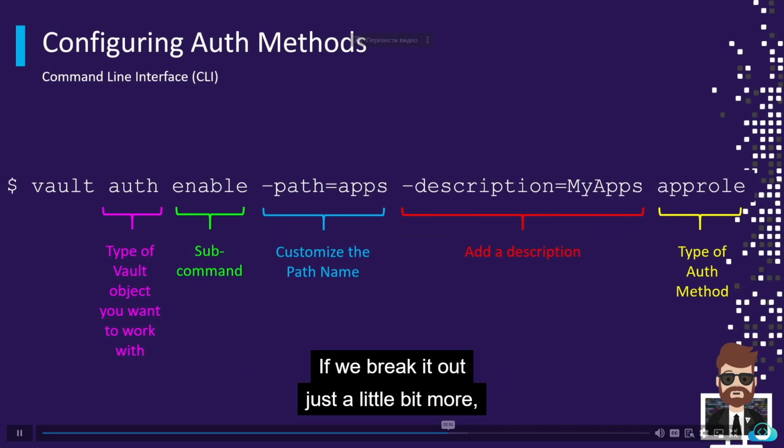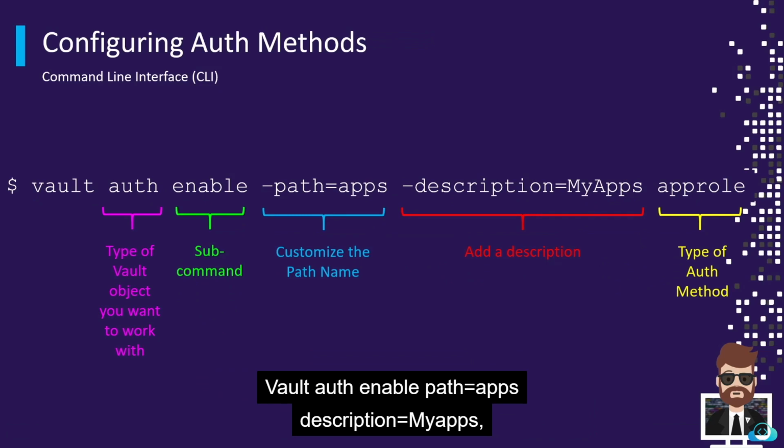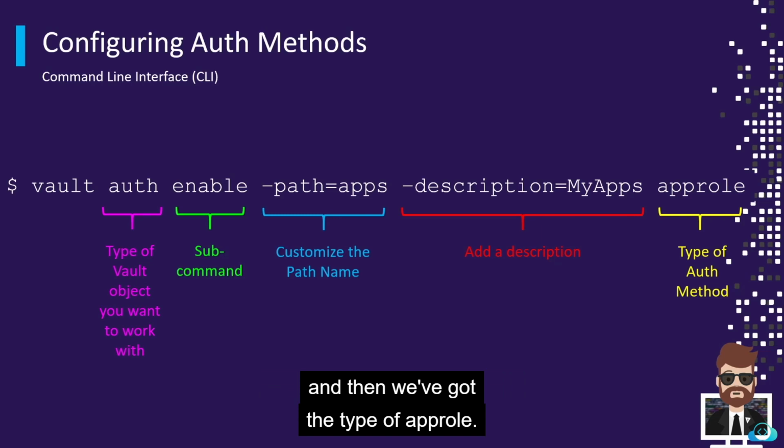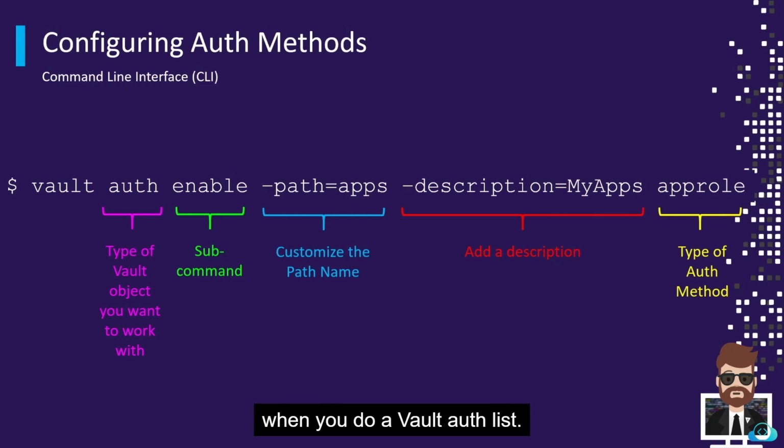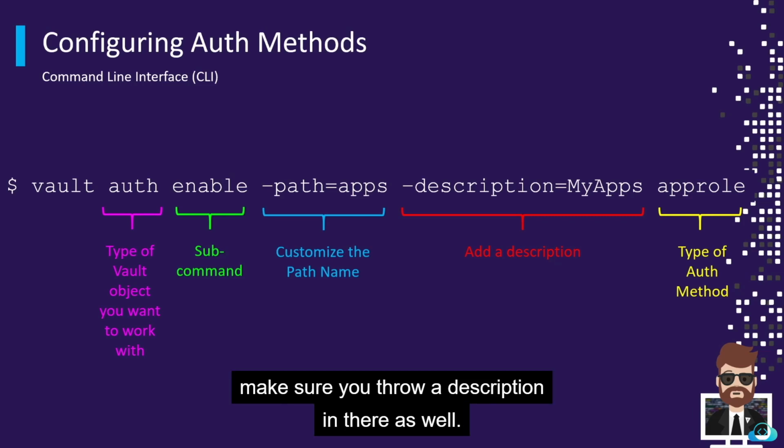If we break it out just a little bit more, I wanted to show you that you can also add a description to this. So vault auth enable path equals apps, description equals my apps, and then we've got the type of app role. Of course we added the description in here, and the description is something you can see when you do a vault auth list. If it shows you in table form, it'll actually show you the description right there. So if that's important to you, make sure you throw a description in there as well.